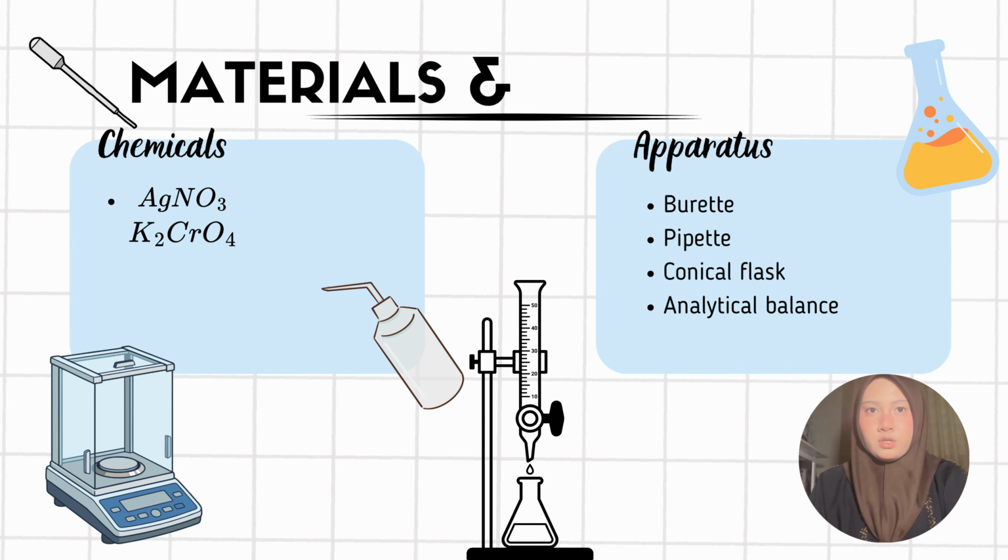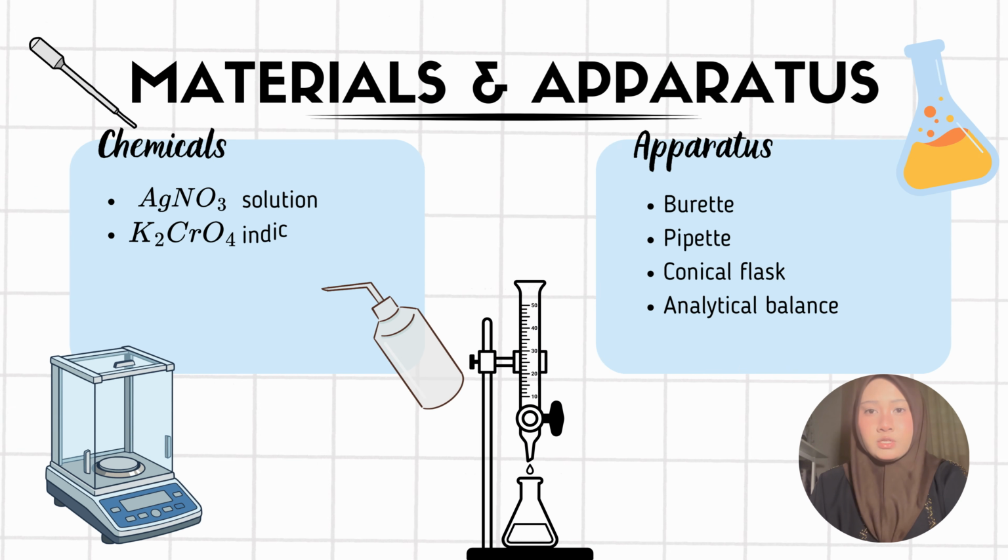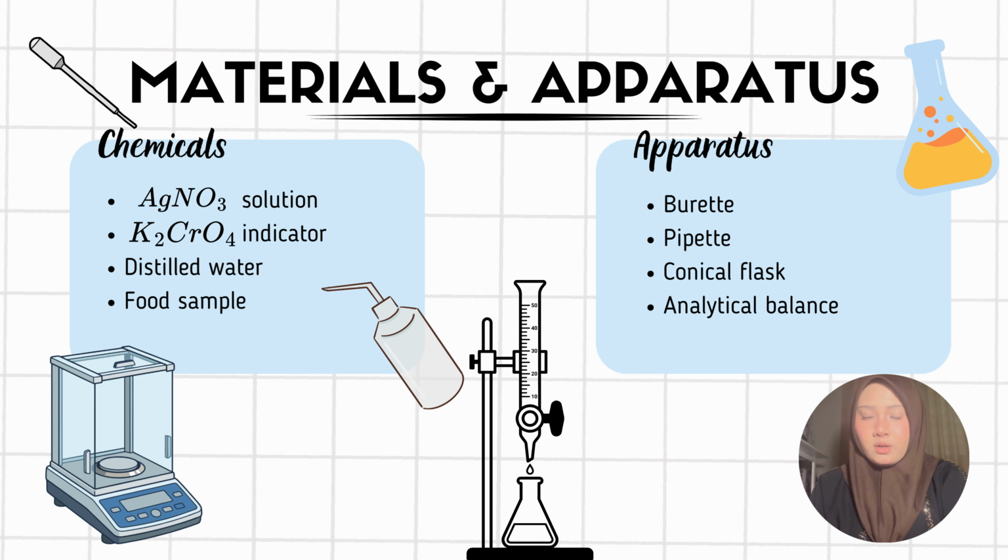The determination of salt content requires several chemicals and laboratory apparatus. The chemicals used include silver nitrate solution as a titrant, potassium chromate as the indicator, distilled water, and the food sample being analyzed. The apparatus required include a burette, pipette, conical flask, beaker, analytical balance, and volumetric flask. These materials and apparatus ensure that the titration can be carried out accurately and efficiently.